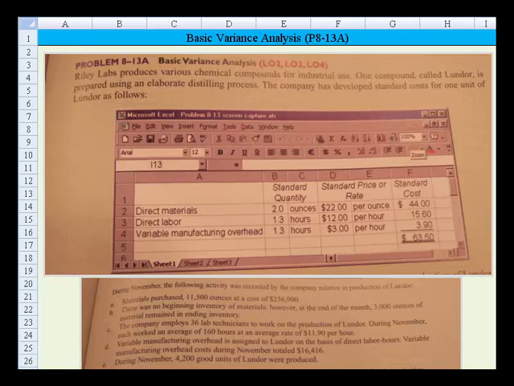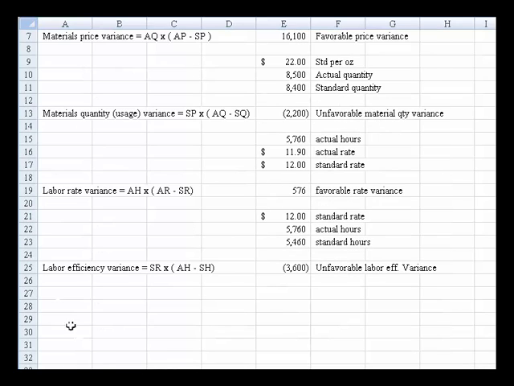All right, let's slide on down and work on this one. Now the variable overhead spending variance is equal to the actual hours times actual rate minus the standard rate. We're talking about variable overhead here.